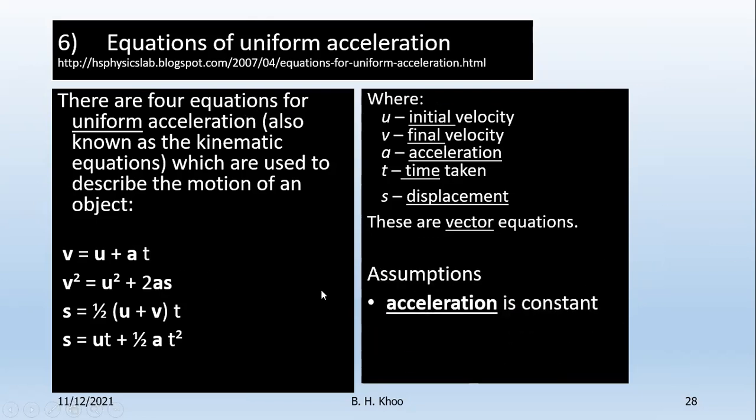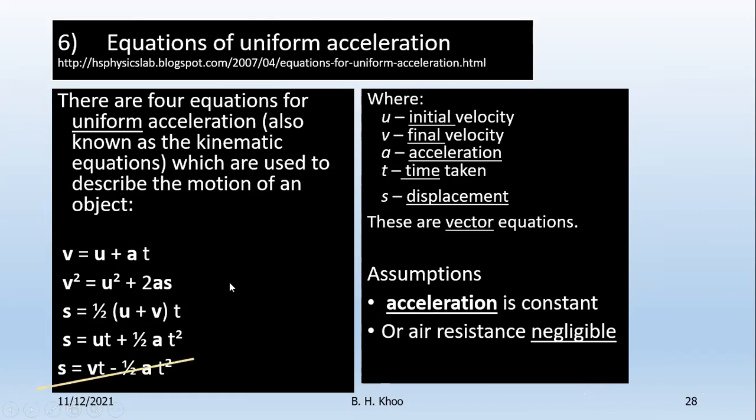Assumption: before we can use these formulas, we must know that acceleration is constant. Then we can use the formulas. Or another way of saying it, there's no air resistance. Of course, modern textbooks tend to have an extra formula, but we don't need to worry about it. You can use these formulas to calculate what you want.